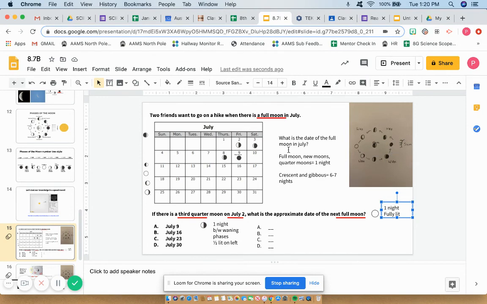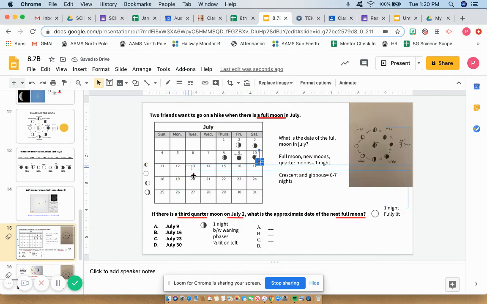So what happens after the new moon? Our light is growing on the right. It is a waxing crescent. How long does our waxing crescent last? 6 to 7 days. So we'll go ahead and plot that 1, 2, 3, 4, 5, and 6.